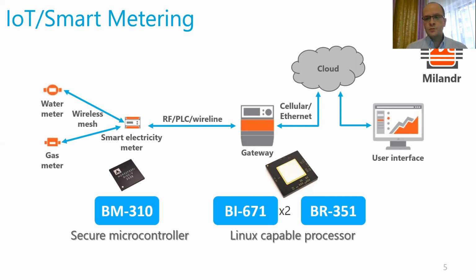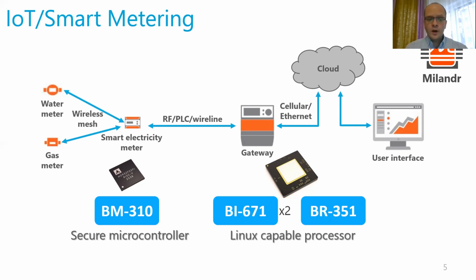It has simple meters like water and gas meters, then a smart electricity meter, which not only measures the electricity itself, but has the capability to switch the power on and off, and also serves as a small base station for the simpler meters. And last but not least are secure gateways, which provide data aggregation services and a secure connection to the cloud.